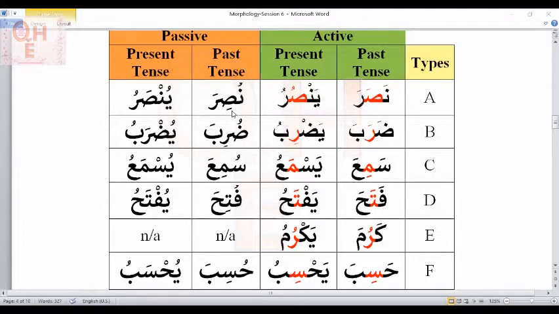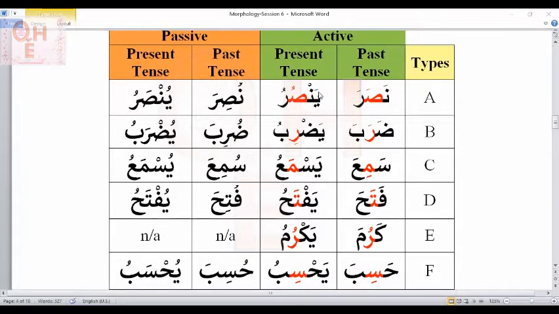In passive, you can see nusira, duriba, sumi'a, futiha, husiba all have the same pattern: first root letter dhamma, second root letter kasra. So anytime we see a pattern like that, our conclusion will be this is a simple verb and this is passive past tense. Now how about the present tense?